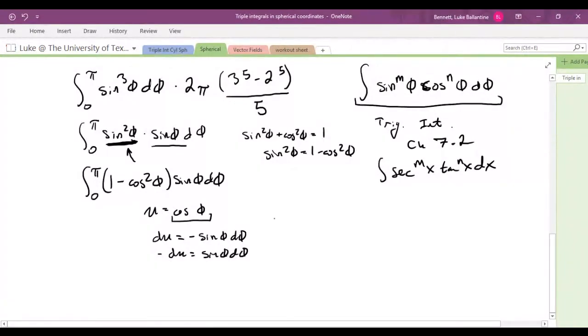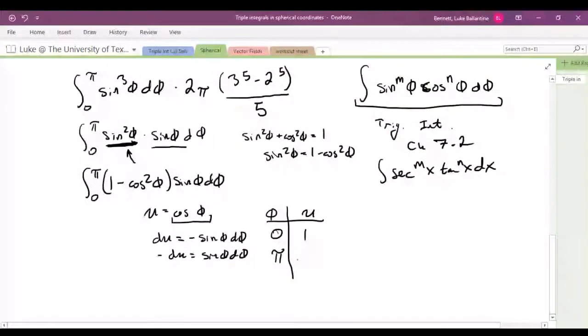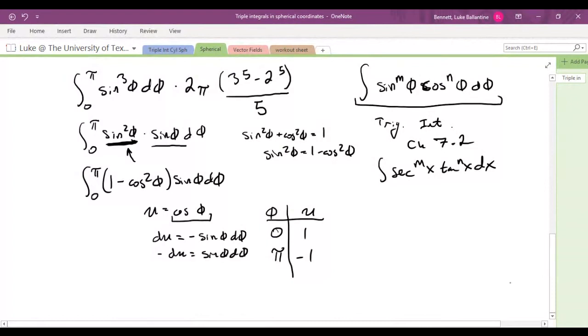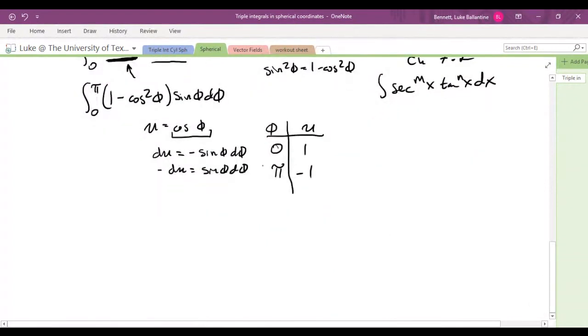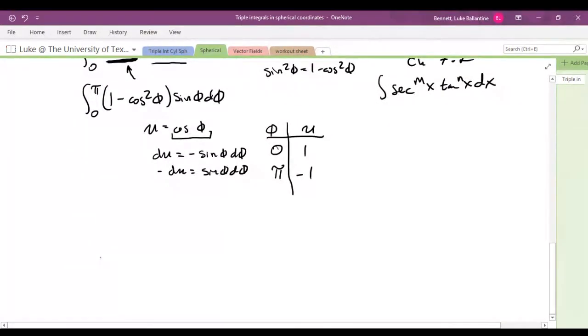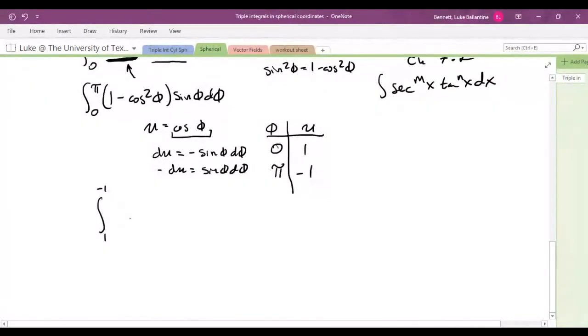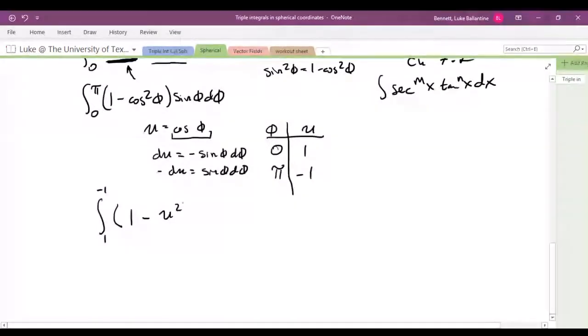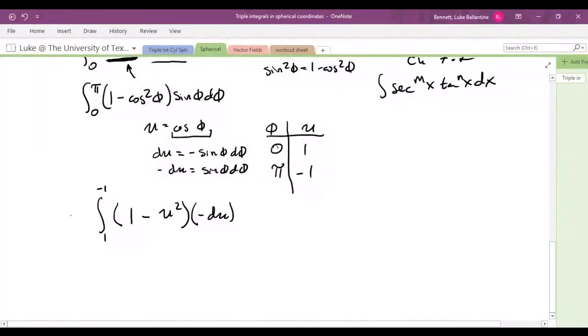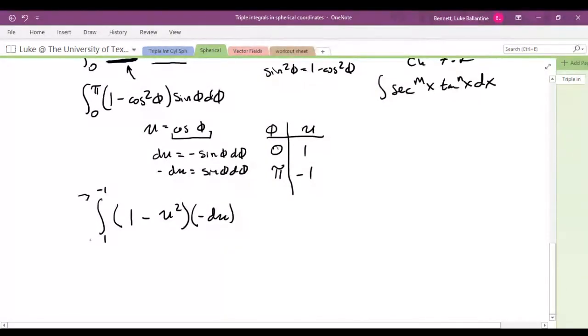And I like to convert my bounds. You don't have to. You can resubstitute at the end, but I'm going to. So our phi goes in between 0 and pi, so u would go in between 1 and negative 1, in that order. So we have from 1 to negative 1, 1 minus u squared times negative du. Okay, well, these bounds are backwards. How do we account for that?